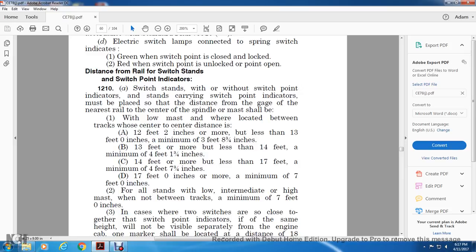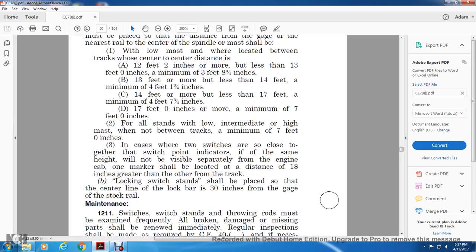14 feet or more but less than 17 feet, minimum 4 feet 7 3/4 inches. 17 feet 0 inches or more, minimum of 7 feet 0 inches for all stands. The low, intermediate and high mass when not between the tracks, minimum of 7 feet 0 inches.